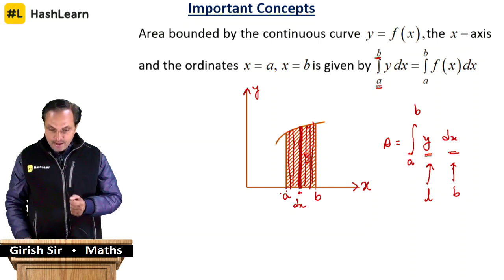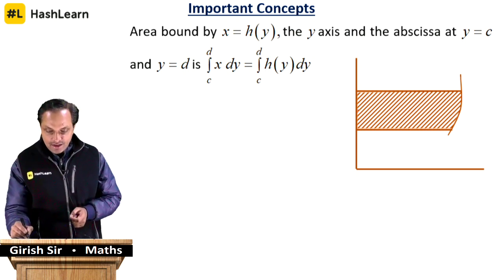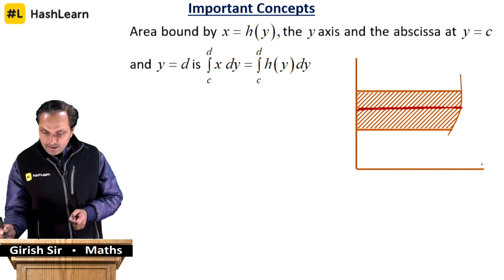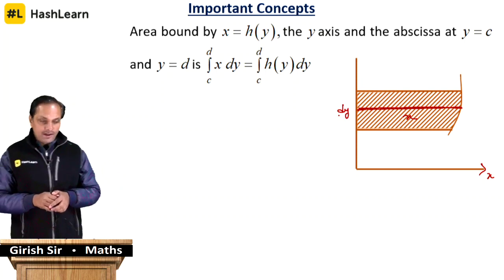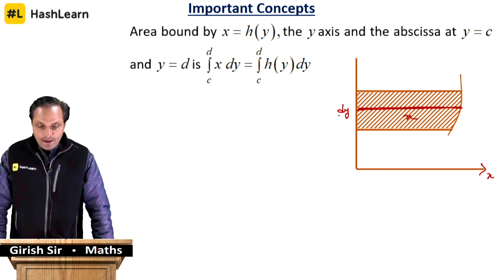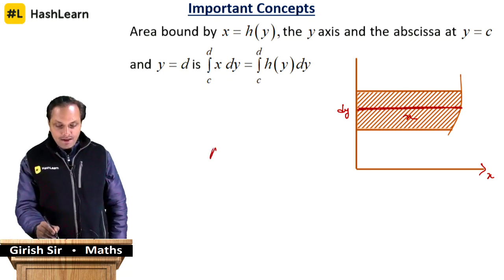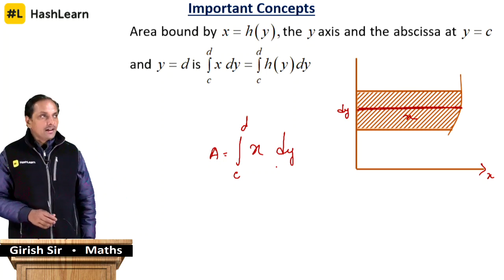Okay, fine then. Suppose you have a length in the x direction. Here, if we draw a horizontal strip like this, this is your x direction, this is your length, and dy, this small breadth, is in the y direction. So length into breadth, the area will be in this case the integral from c to d of x dy.